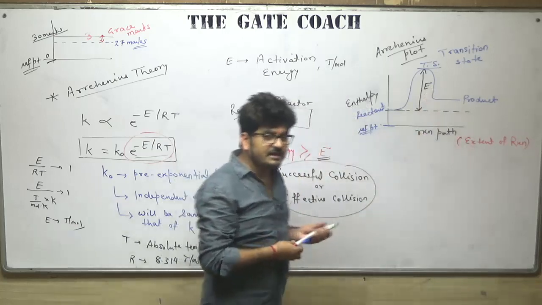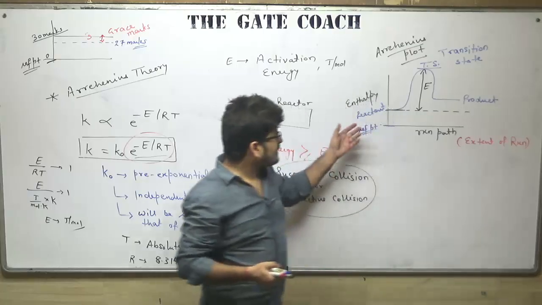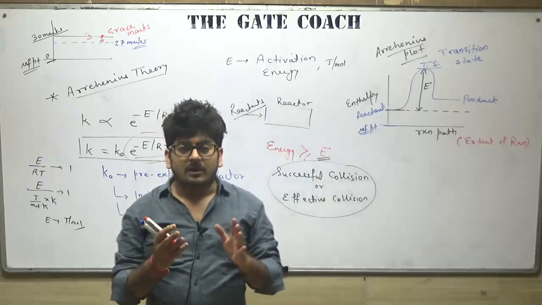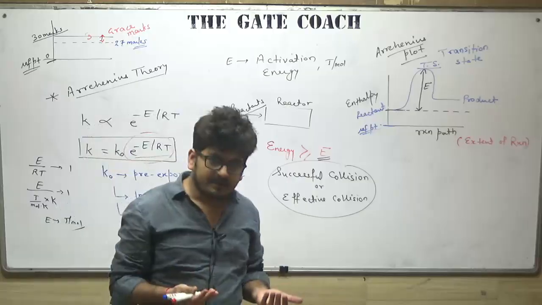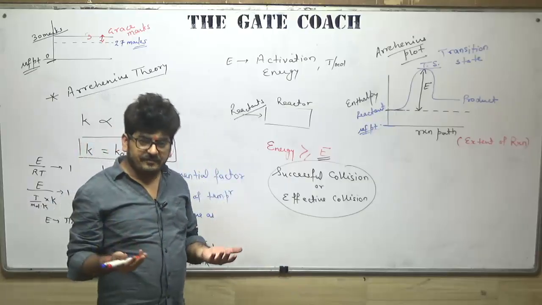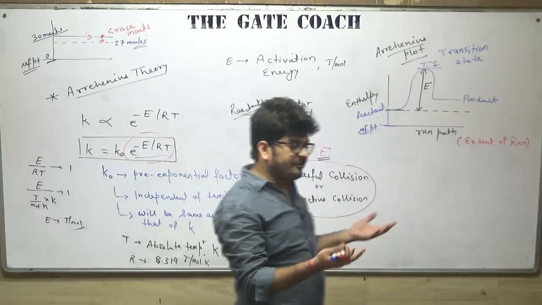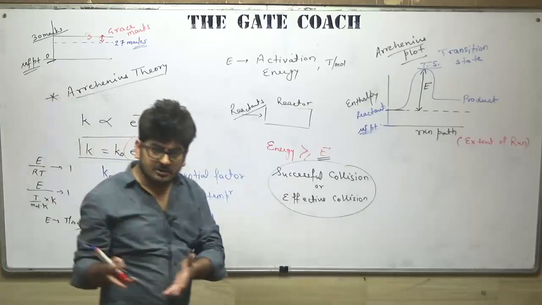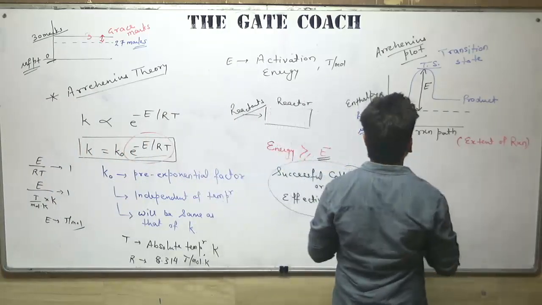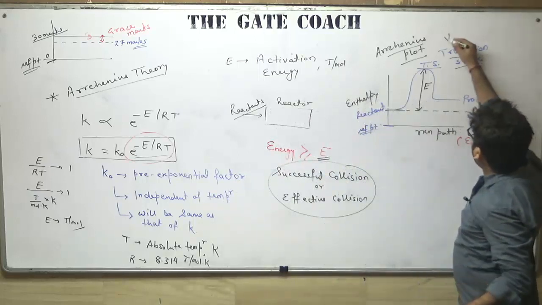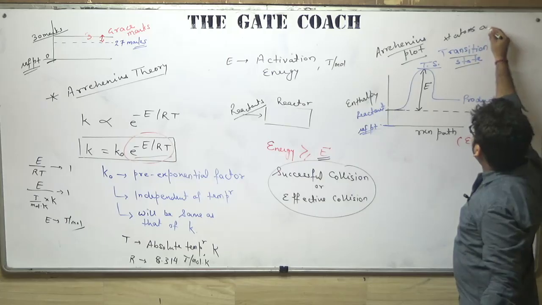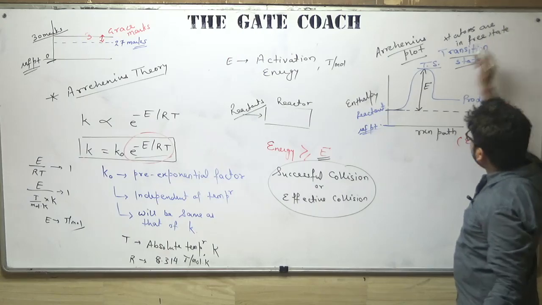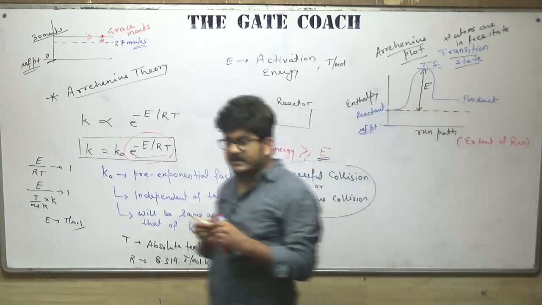And what is the transition state? We know what a chemical reaction is: a process where the old bonds of the reactant molecules break, the atoms get free, and then those free atoms form new bonds, meaning a new identity, meaning a product. So the transition state is the state where all atoms are in a free state, meaning no bond formation is there, all atoms are free.